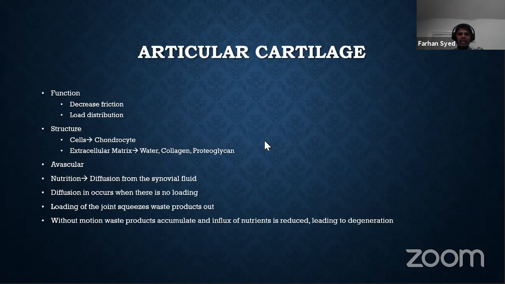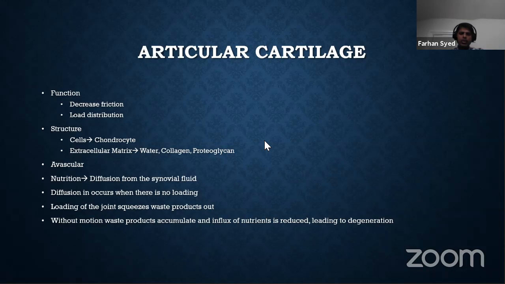What is articular cartilage? Articular cartilage is made up of cells, which are chondrocytes, and extracellular matrix, which is formed by water, collagen, and proteoglycan. Its main function is to decrease the friction and improve load distribution. So basically it helps in the movement of the joint. As we know, it's avascular. The implication of it being avascular is that it doesn't heal.